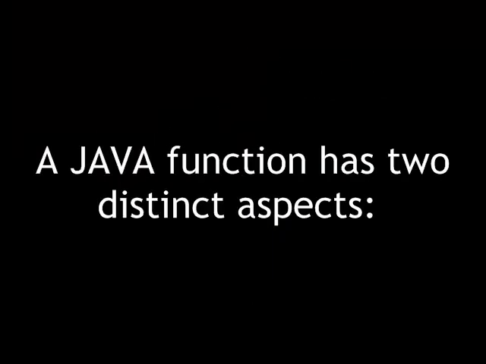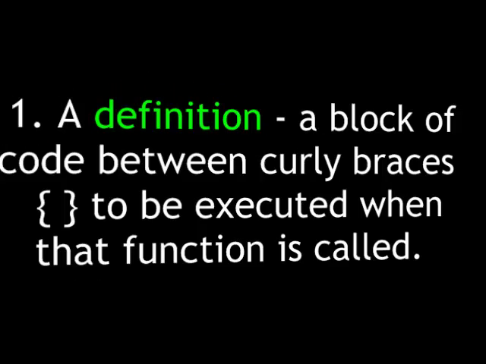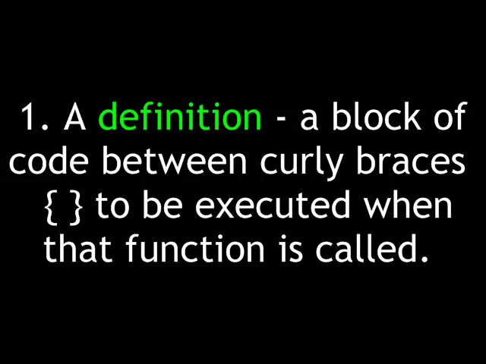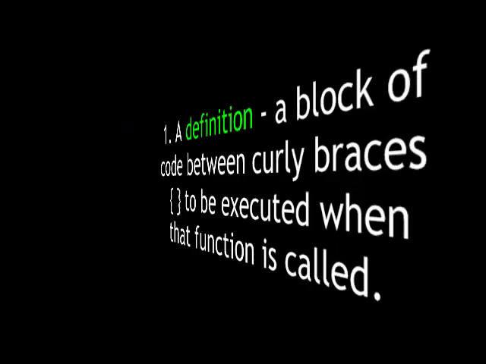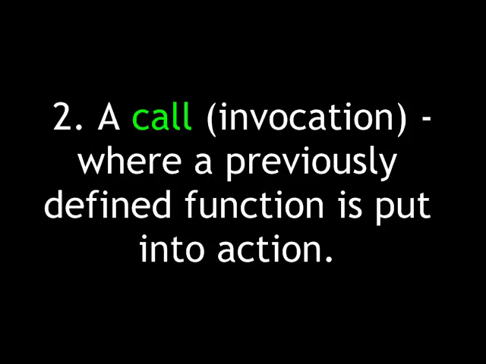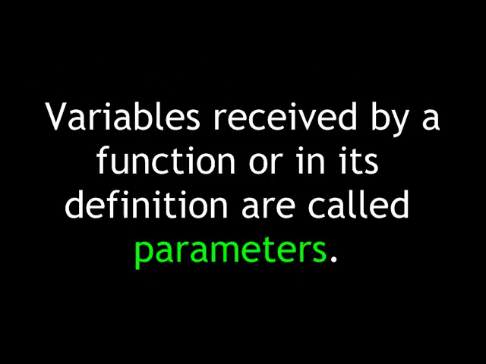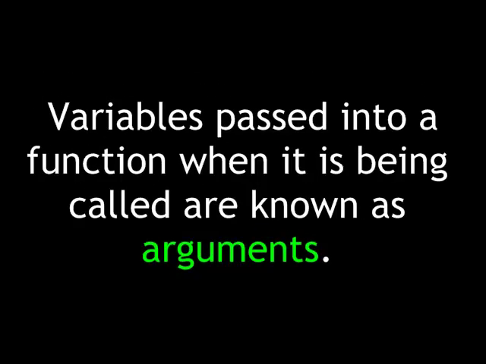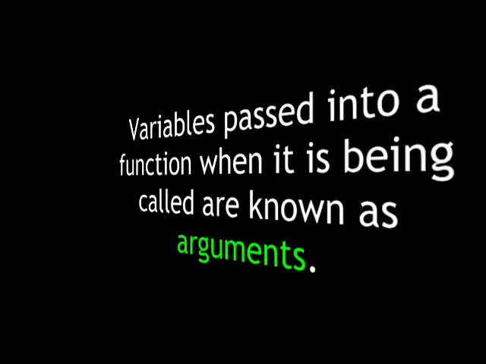A Java function has two distinct aspects. One, a definition. A definition is a block of code between curly braces to be executed when that function is called. Two, a call or invocation, where a previously defined function is put into action. When we call a function, we say we invoke it. Variables received by a function or in its definition are called parameters. Variables passed into a function when it is being called are known as arguments.